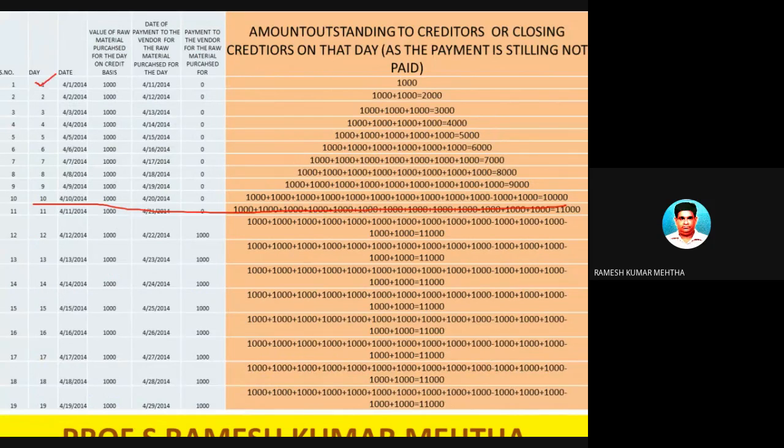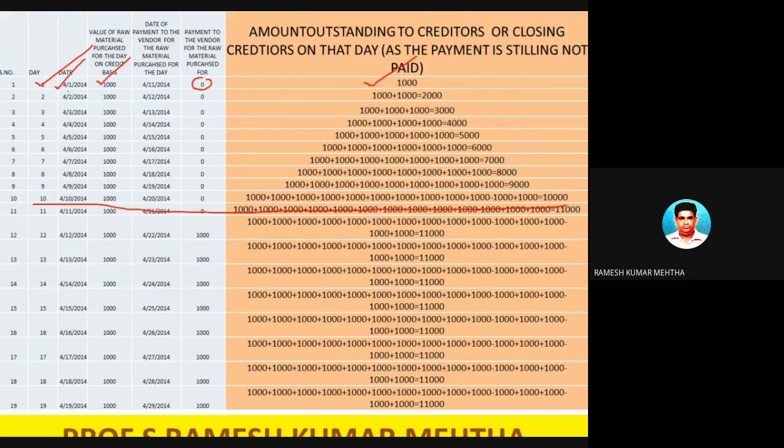So on the very first day, 1st April 2014, I purchased 1,000 rupees of raw material on credit basis. Have I paid anything to that person from whom I purchased? No. So how much do I owe him? 1,000 rupees.